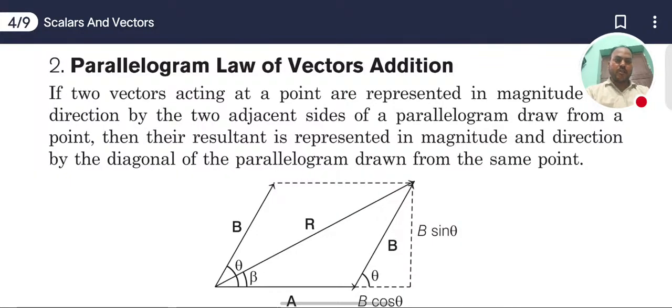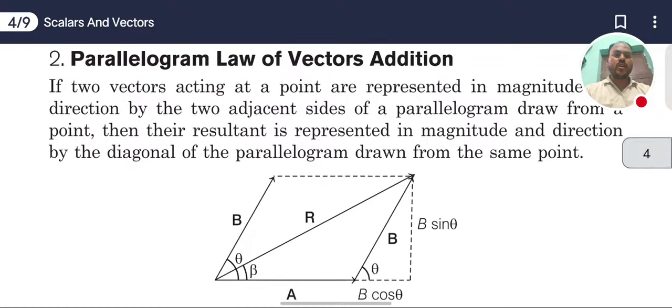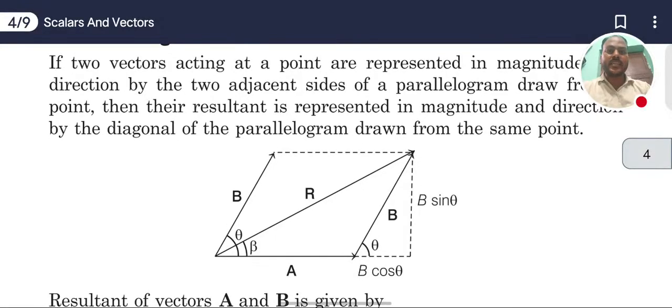So vector b, if you see in the diagram, vector b and vector a. Yes or not? Here it is written: if two vectors acting at a point, vector b as well as vector a, are represented in magnitude and direction by the two adjacent sides of a parallelogram drawn from a point, then their resultant is represented in magnitude and direction by the diagonal of the parallelogram drawn from the same point.